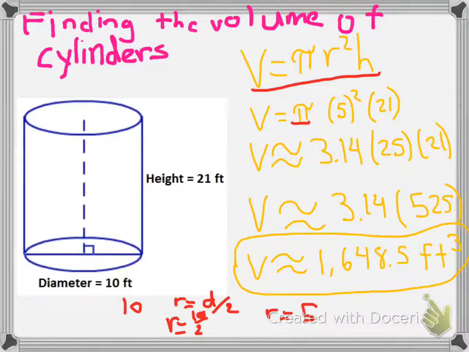So with that, and then the height is 21. So V is approximately equal to, since pi is approximately equal to 3.14, so 5 squared equals 25, and you keep 21 the same. So V is approximately equal to 3.14 times 525. 25 times 21 equals 525. So when you multiply 3.14 times 525, volume is approximately equal to 1,648.5 feet cubed. And that is the answer, but not the accurate answer because we rounded the pi to 3.14. So there we go.